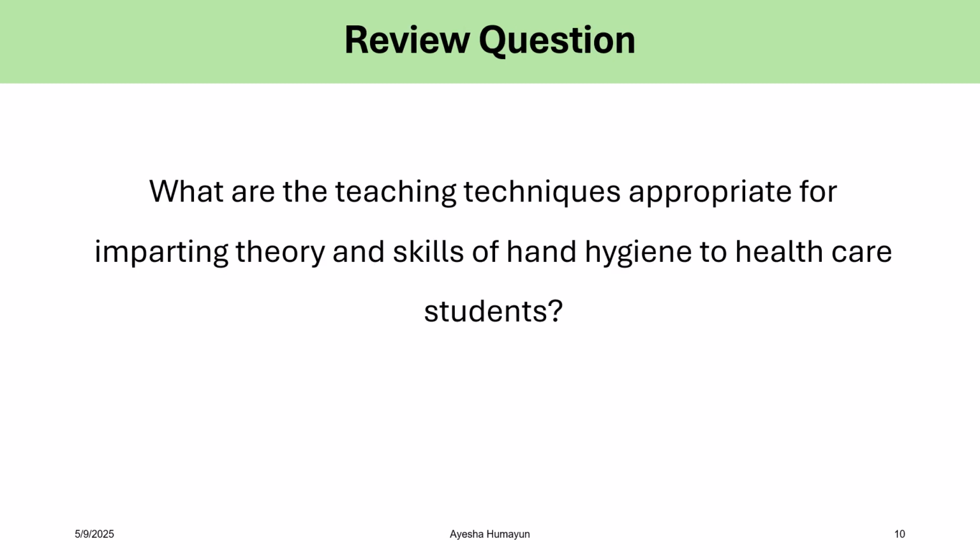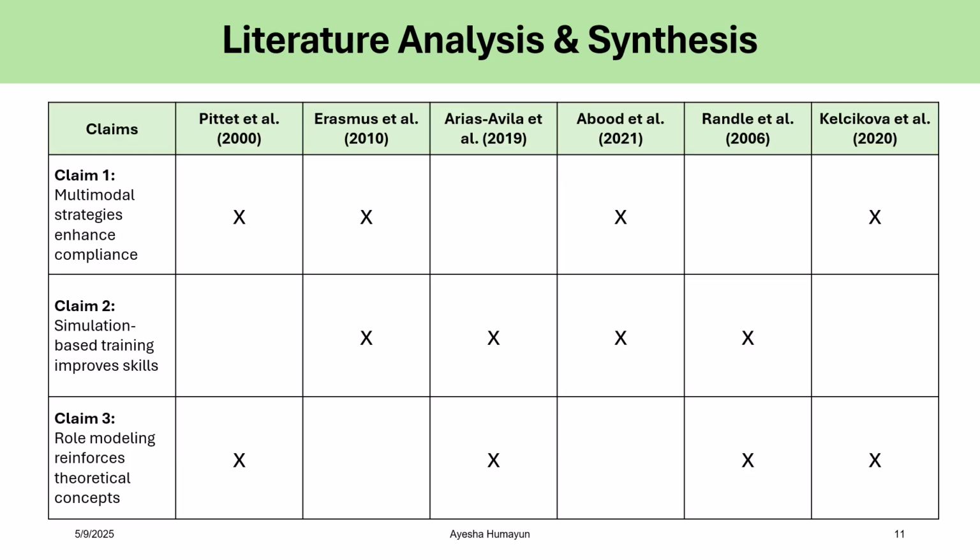A better example can be of this review question. What are the teaching techniques appropriate for imparting theory and skills of hand hygiene to healthcare students? If this was my review question, then we can see how, if I searched literature, I found 6 studies very relevant. And these 6 studies were making 3 claims. These 3 were common claims.